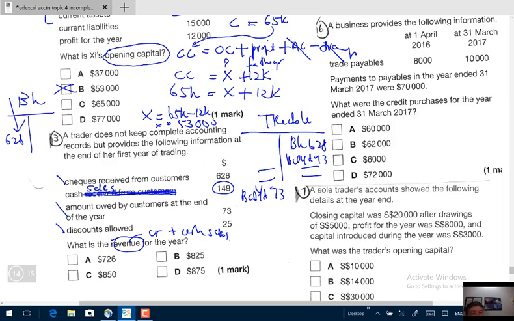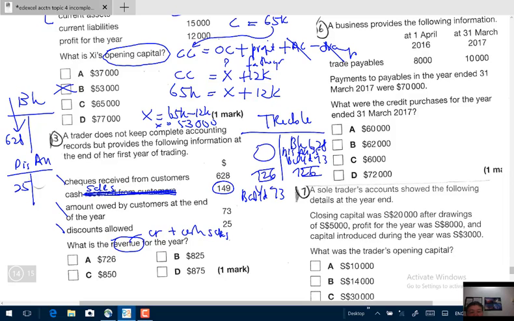Now we give them a discount allowed. What's the nature of discount allowed? Look at the double entry. Remember I taught you? Discount allowed nature is expense. So debit discount allowed, and you have to credit your trade receivable, discount allowed 25. So on the right hand side, 25, 628, 73, it comes up to 726. Left hand side, debit side, should also be 726.